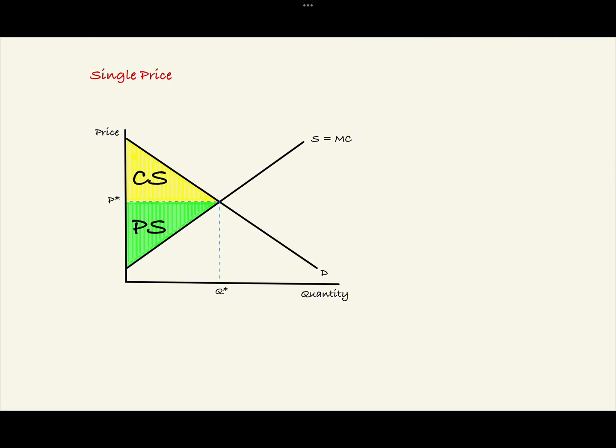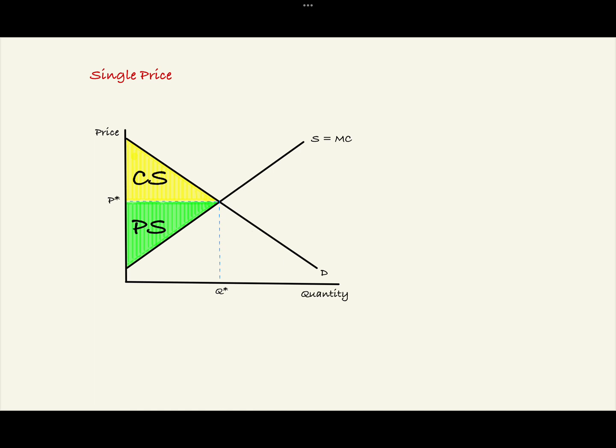So let's take a look at a market with a single price. First, we need to find where our equilibrium point is. That's the intersection between the supply and the demand curve, as the supply curve equals marginal cost and the demand curve equals marginal revenue. Remember that firms maximize their profit when marginal revenue equals marginal cost. In this case, that happens to be the intersection between the supply and demand curves. Thus, the market equilibrium price is P star and the equilibrium quantity is Q star.